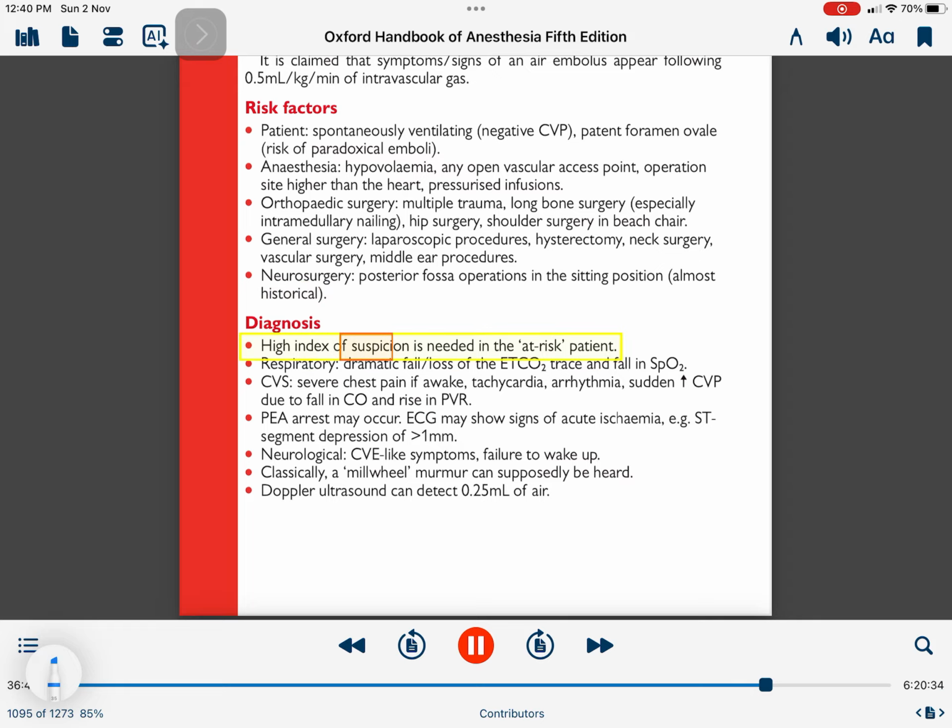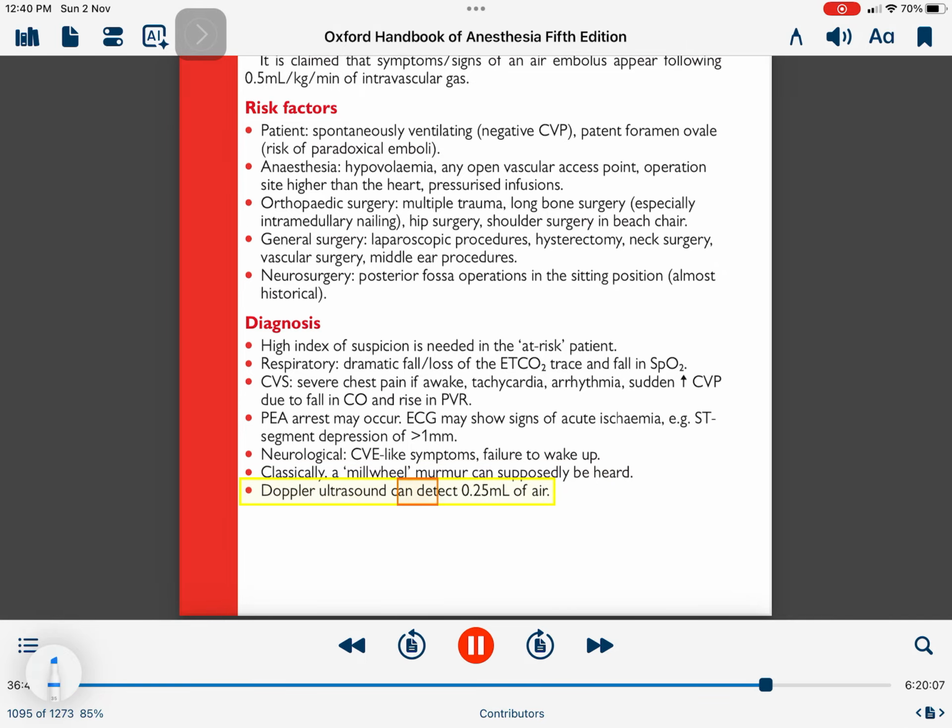Diagnosis: a high index of suspicion is needed in the at-risk patient. Respiratory: dramatic fall, loss of the ETCO2 trace and fall in SpO2. CVS: severe chest pain if awake, tachycardia, arrhythmia. Sudden increase in CVP due to fall in CO and rise in PVR. PEA arrest may occur. ECG may show signs of acute ischemia, e.g., ST-segment depression of 1 mm. Neurological: CVA-like symptoms, failure to wake up. Classically, a millwheel murmur can supposedly be heard.